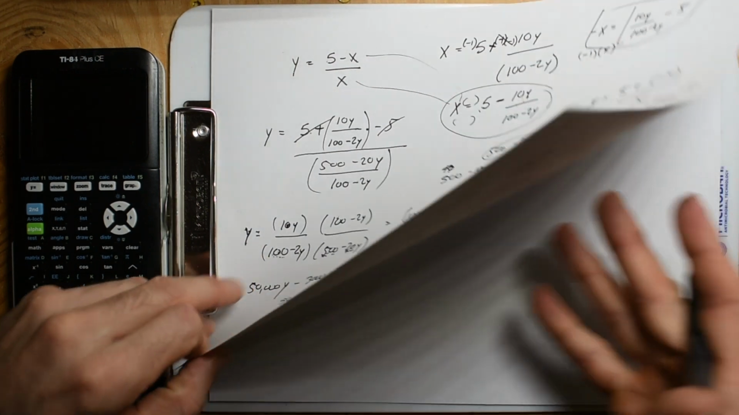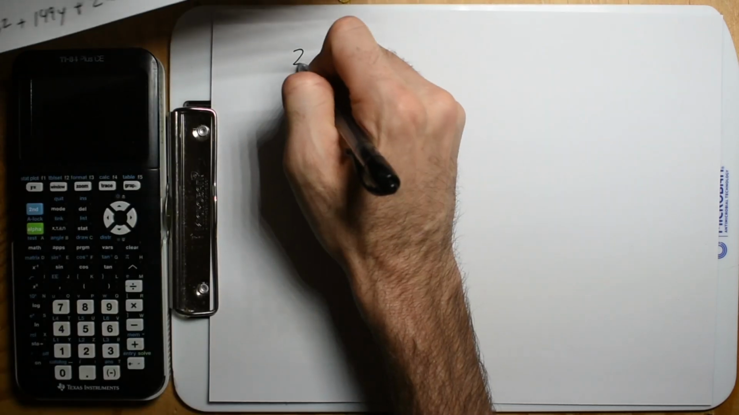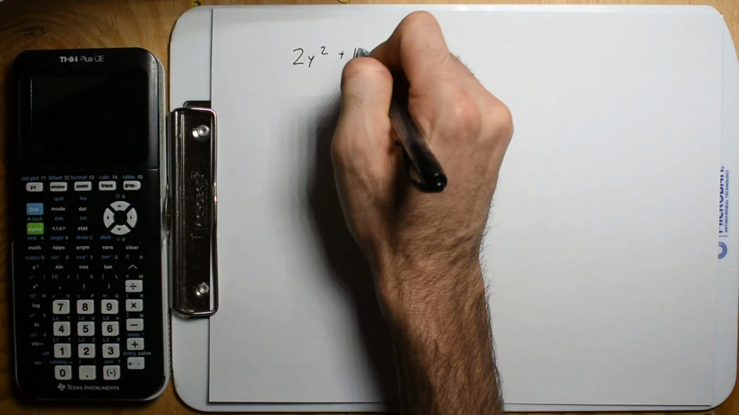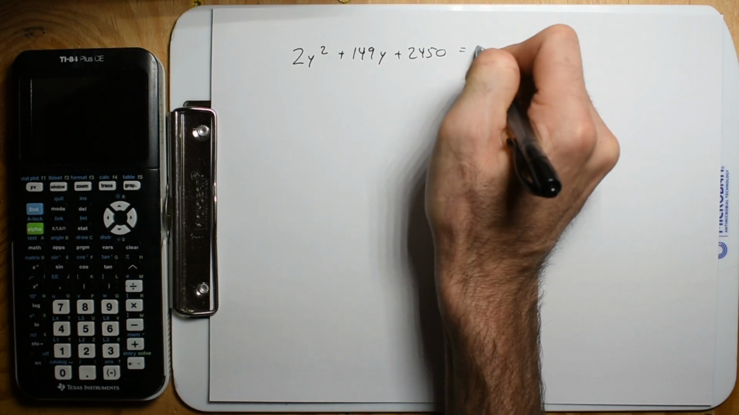All right, sweet. So now I'm going to start to kind of rewrite this. 2y squared plus 149y plus 2,450.